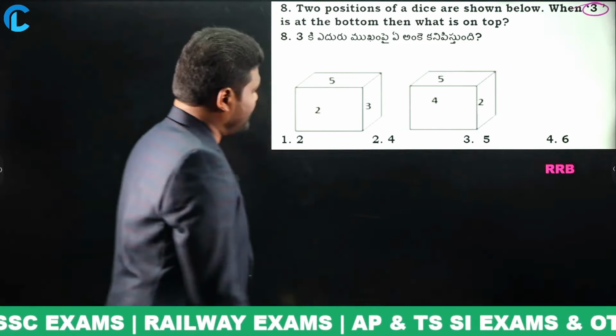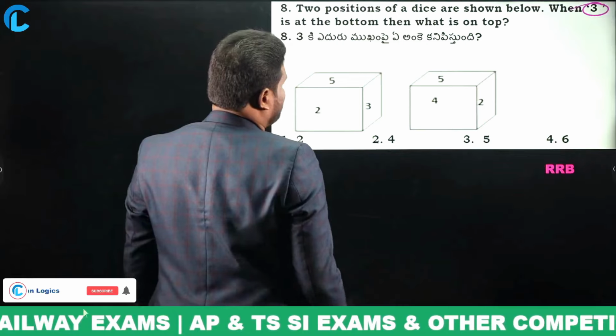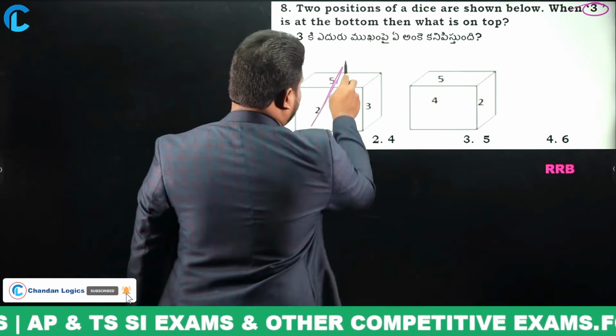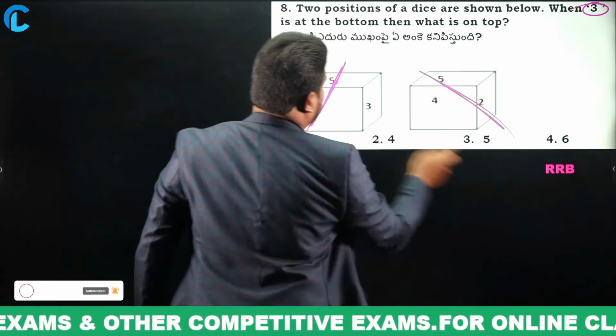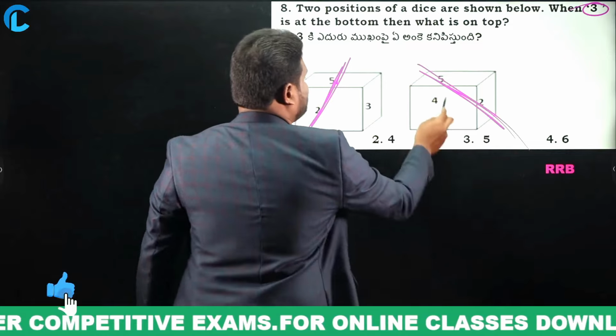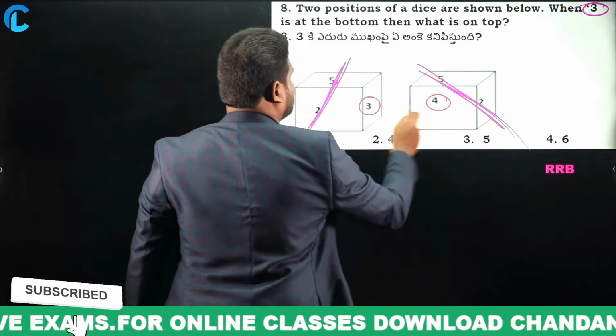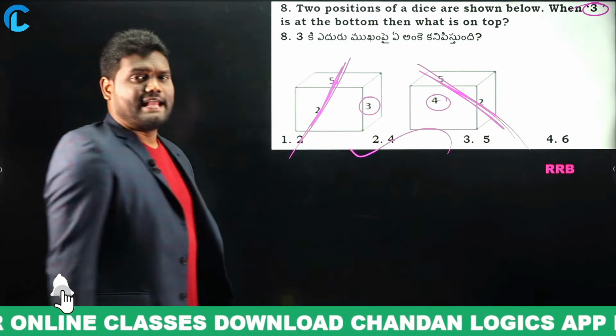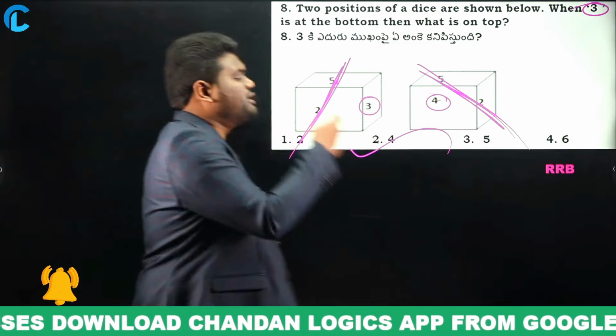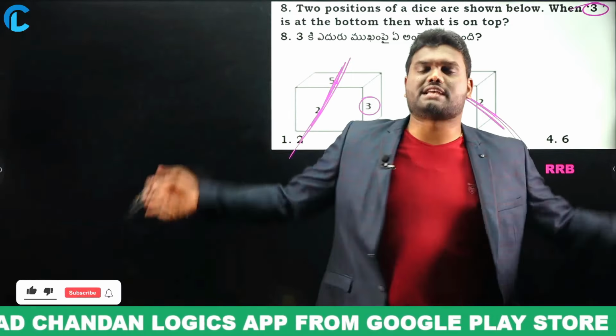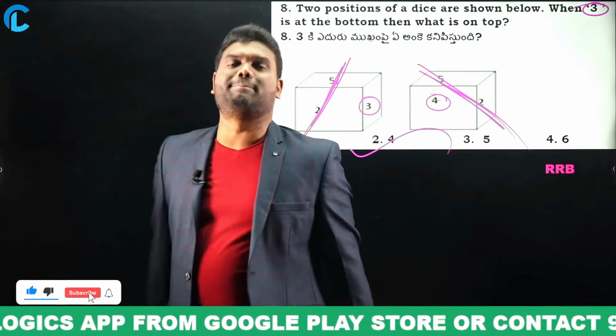Next, here they are asking what is opposite to 3. If you observe here, 5, 2, 5, 2 are common. Which means 3 opposite will be what? 3 opposite will be 4. Yes or no? Whenever we have 2 elements common, the left out surfaces are opposite. Just follow this simple technique.